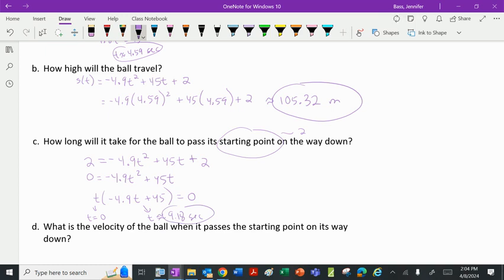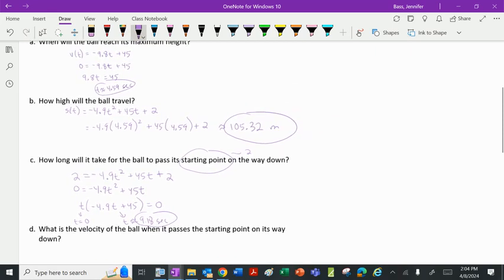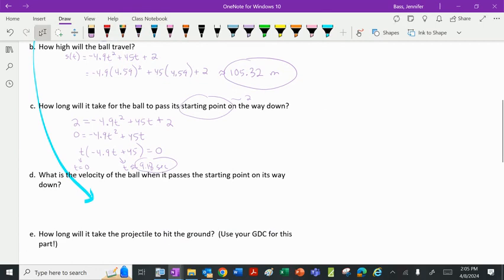For D, they ask us what is the velocity when it passes its starting point. That means we're going to plug 9.18 seconds into the generic velocity equation that we found, which was this guy here. We're going to use that equation down here, but replace t with 9.18. So negative 9.8 times 9.18 plus 45.